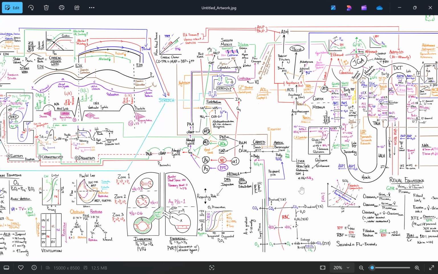constrict your blood vessels in your kidney. But you're already constricted, you have high blood pressure, and so your kidneys are going to be like, wait, why am I still having low, what's it called? Low glomerular filtration rate.